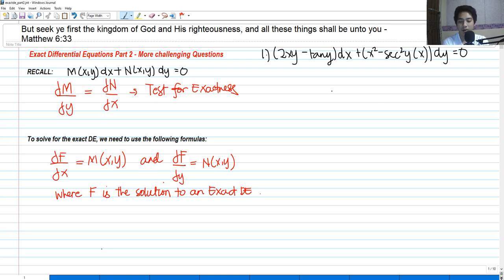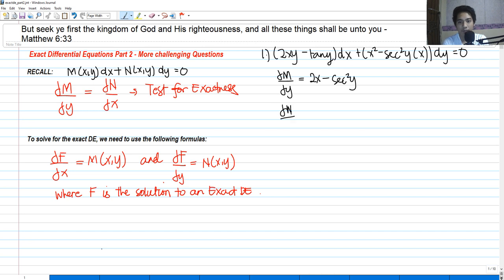So we have to get the partial of M with respect to y, so we differentiate this with respect to y. Any variable other than y is considered a constant, so 2x is considered a constant, and the derivative of y is 1. So we have 2x minus, the derivative of tangent y, which is secant squared y.